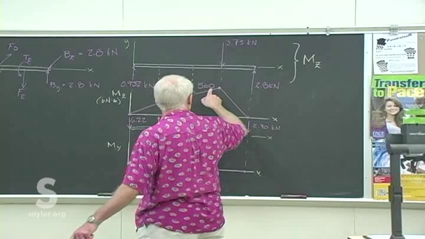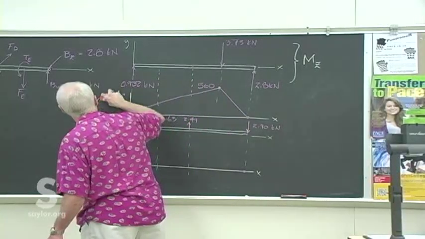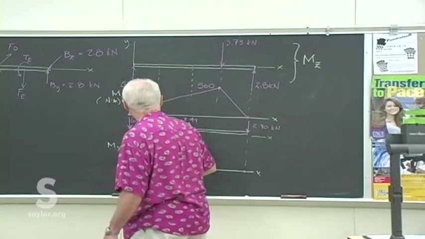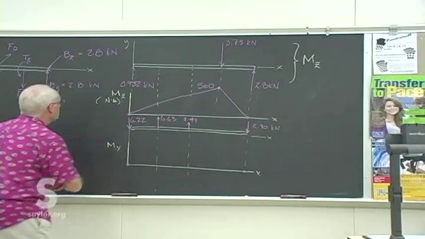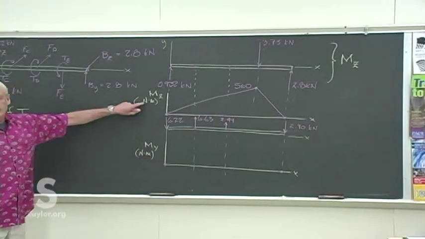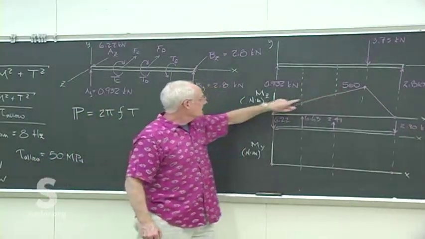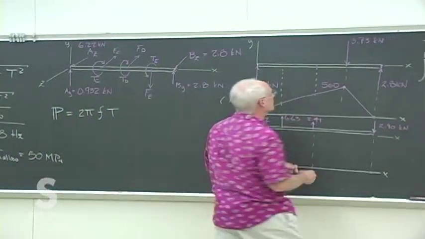Oh, sorry, but this 560, I just noticed, should be not kilonewtons, but newtons. So this will be newton meters as well. So did everybody get this unit change here on the moment diagram? This 560 is newton meters, not kilonewton meters.